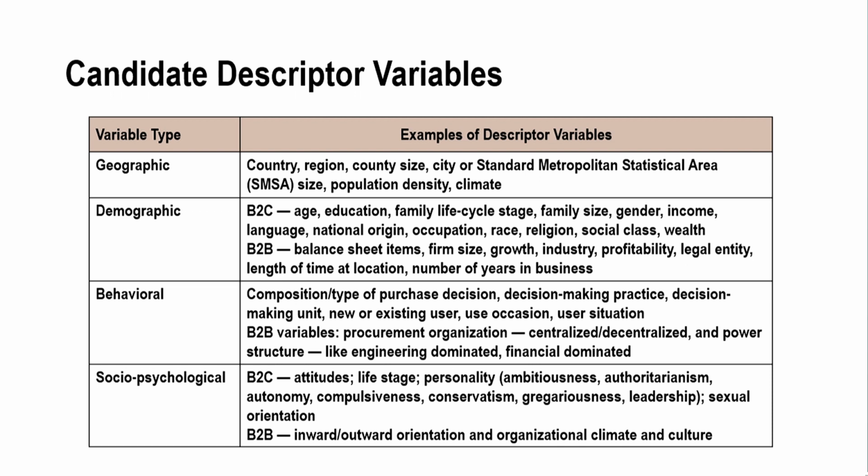But in case of this B2B, the inward outward orientation or organizational climate and culture, these are used for fine segmentation and targeting, but usually the most important way of this kind of descriptor variables used in B2B will be the demographic and the purchase behavior, buying behavior orientation.